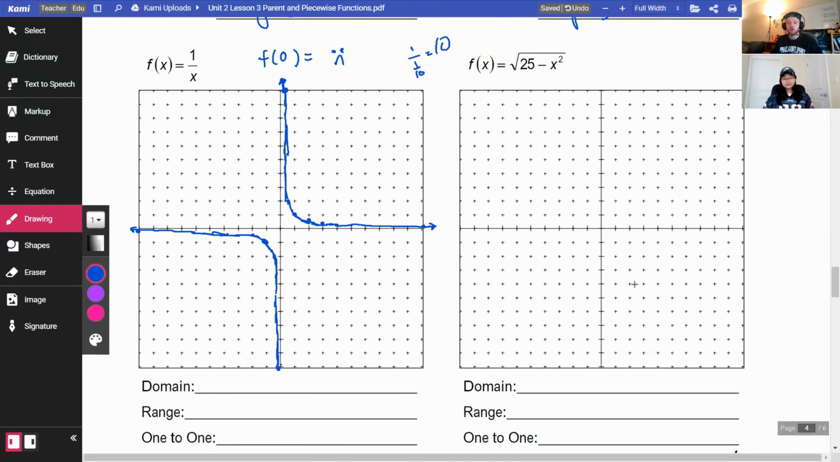We have asymptotes here. Domain, range, and one-to-one. Domain and range are all real numbers except for 0. Or we could do negative infinity to 0, parenthesis, union, parenthesis, 0 to infinity. That's a little bit cumbersome. I like this. Range is the same.